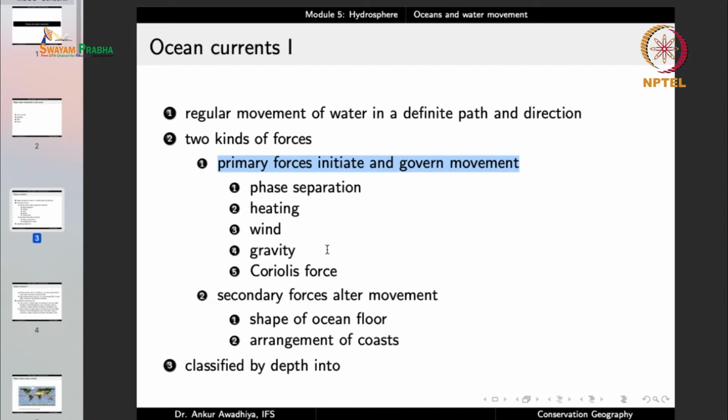Another force is gravity. So when we are talking about phase separation, the water that is very dense, is very cold, is moving down because of gravity. So gravity plays a role in the movement of water. Once this dense and cold water reaches the bottom of the oceans, where will it go from there? Well, it will take the path that takes it even further down.